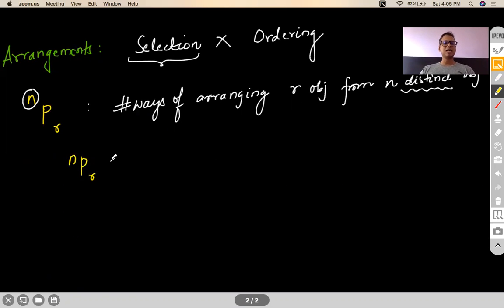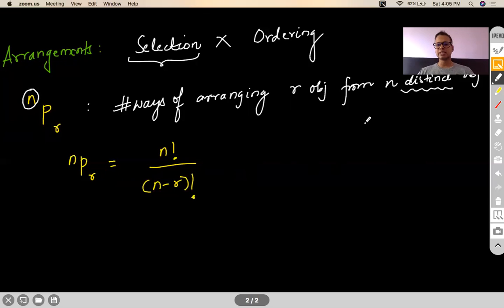The value of this particular expression, or the formula for this particular expression, is n factorial divided by (n minus r) factorial. Now, how do we come to this formula? Let us try to understand from a very simple scenario.